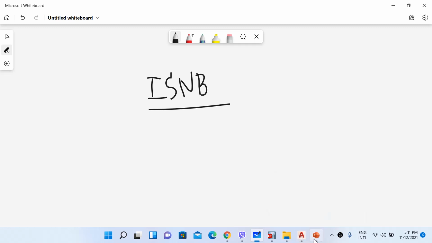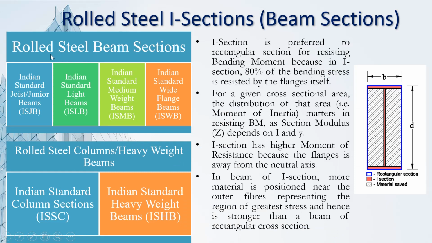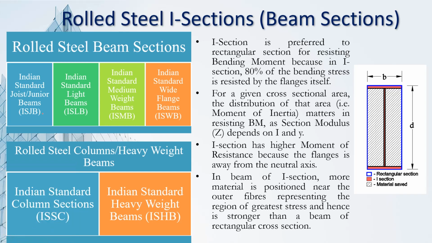So let me go to my presentation slide for once, and let me go to this here. You can see that our rolled steel beam sections, that means I section, are also of different types. For example, we have here ISJB. This means Indian Standard Junior Beams. And then again ISLB, Indian Standard Light Beams, Indian Standard Medium Weight Beams, and then Indian Standard Wide Flange Beams, ISWB. So these are our representation of different element types, and this Indian Standard Medium Weight Beams, ISMB, is the one that we will use, and that is mostly available in the market.